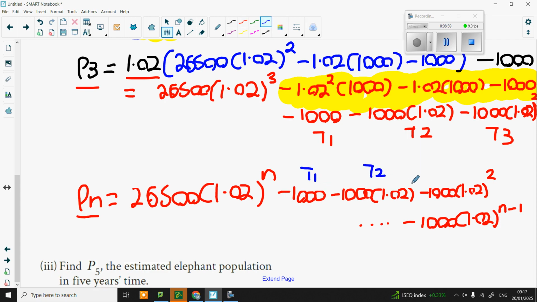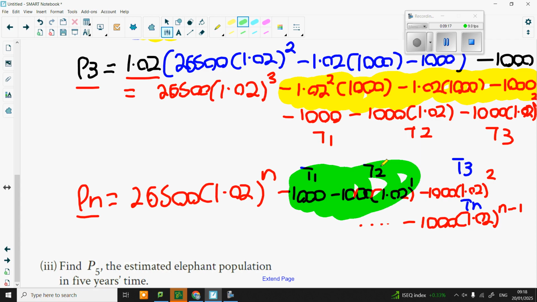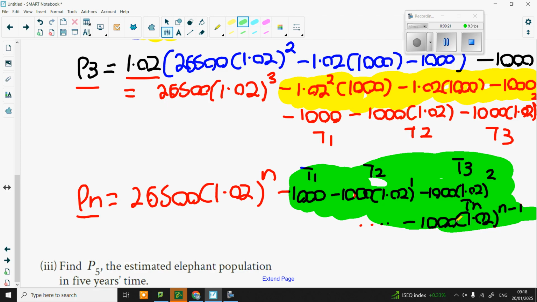T1 had no power. T2 had power of 1. T3 had power of 2. That means that Tn will have power of n minus 1. So that's a geometric sequence all day long. And here's what we're going to do with that geometric. We're going to figure it out using the usual.